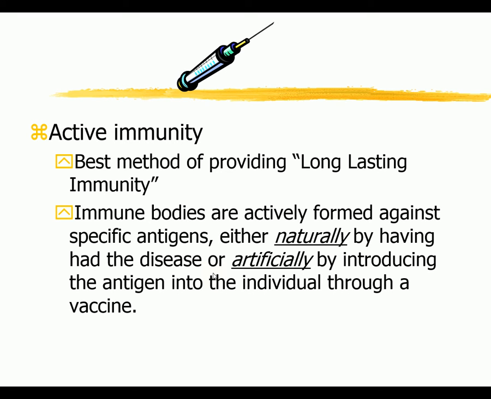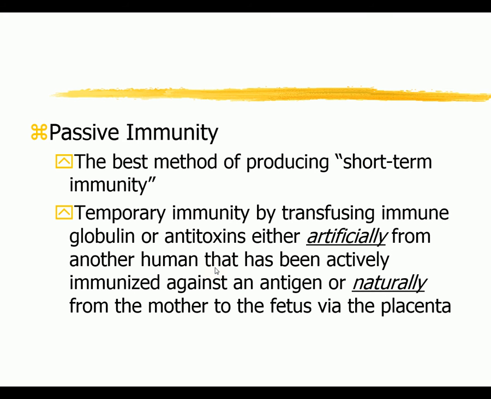All right, so let's look at active immunity. This is the best method at providing long-term immunity, okay? With this, we have naturally and we have artificially, okay? So that is our choices. Now, naturally is by having had the disease. So if you've had measles, mumps, scarlet fever, polio, whatever, then you have developed natural immunity, okay? Naturally active, because you naturally come into contact with the disease and your body actively developed antibodies to it. Artificially is when you are introduced through an antigen, like a vaccine. So any of your vaccines is artificially active.